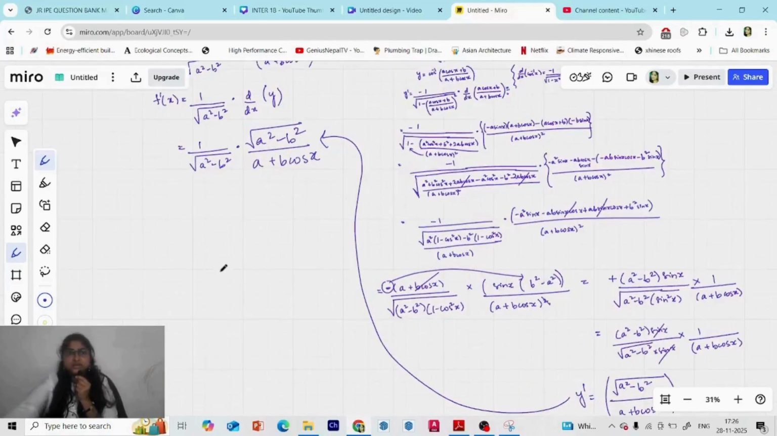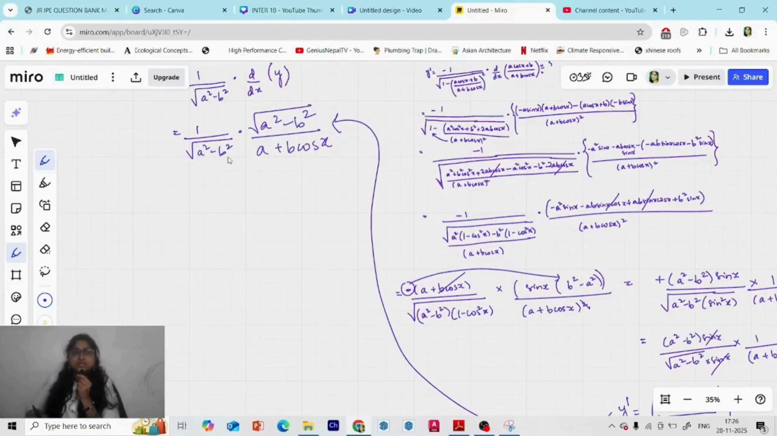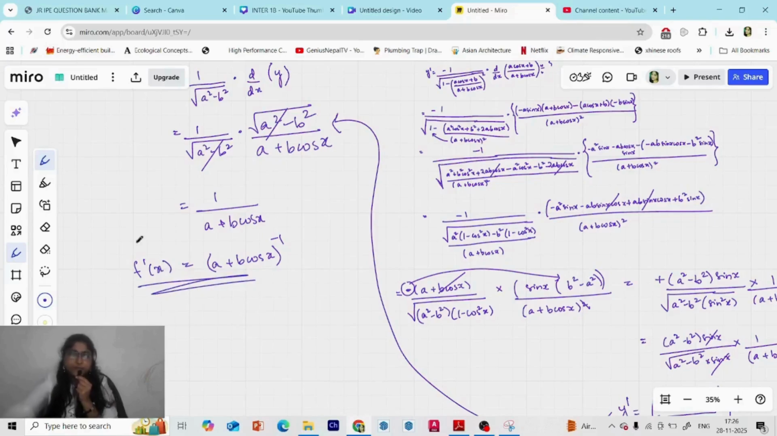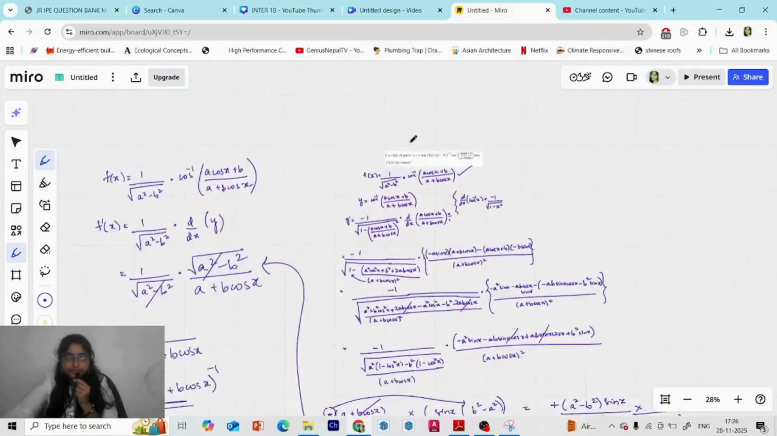Okay, and that's it. So as you can see, these terms will get cancelled and we're just left with 1 by a plus b cos x. What does this mean? It's just a plus b cos x whole power minus 1. So what is f dash x? F dash x is this, simple. Okay, that's what we were supposed to prove.